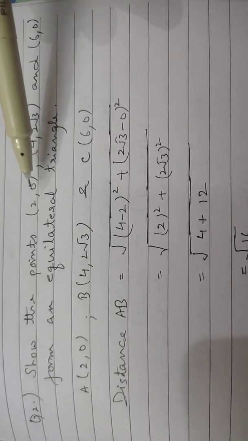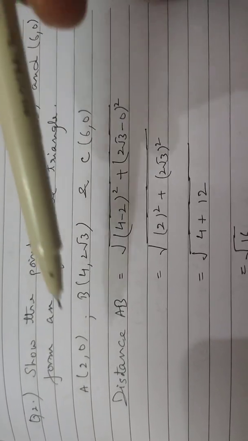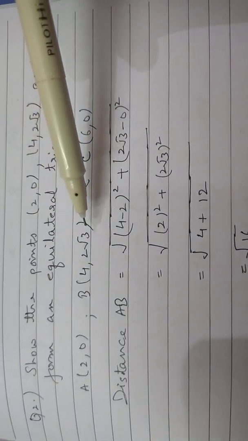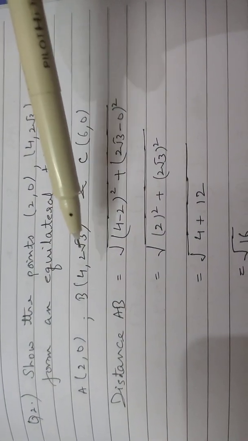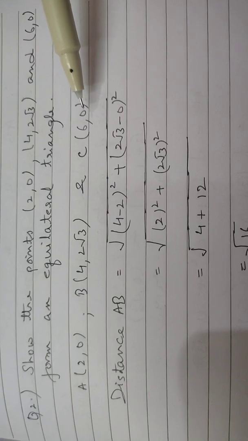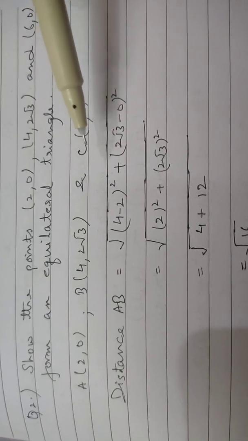So I'm going to consider the first point, which has the coordinates (2, 0), as A, the second point, which has the coordinates (4, 2√3), as B, and the third point, which has the coordinates (6, 0), as C.